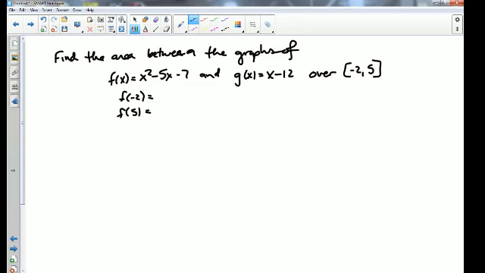4 plus 10 is 14. Minus 7? So minus 20, negative 7 is 5. Okay, and 5 is 25 minus 25 minus 7. And then g at minus 2, g at 5. Uh-oh. What does that mean? They intersect, right? Do they intersect at the end point? Though, it doesn't matter, does it?